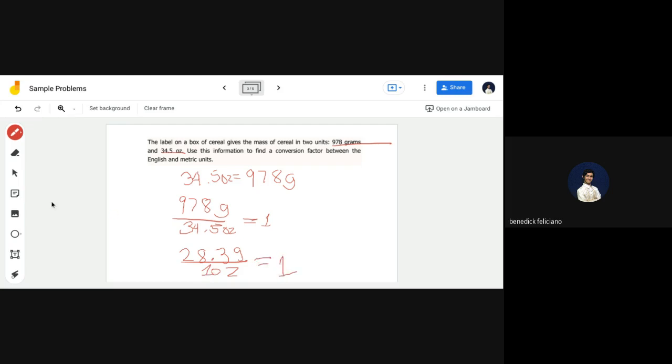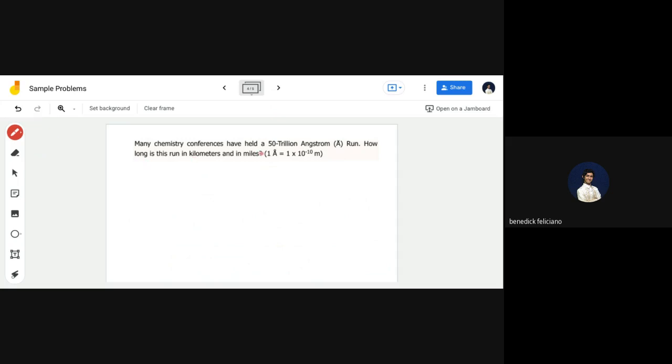So what does this mean? We already arrived at the correct answer, but what does this mean? It only means that for every ounce of cereal, there will be 28.3 grams of cereal. So it is just used to have a different unit system. We have here an English system and a metric system, or the USCS and the SI unit.